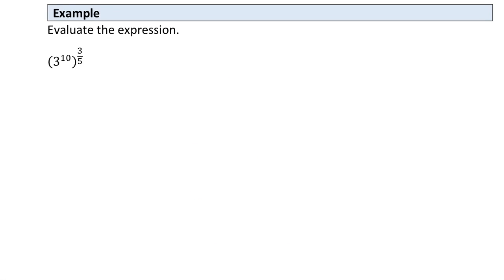In this example, we will be evaluating 3 to the power of 10, all raised to the power of 3 over 5. Let's start by multiplying the exponents 10 and 3 over 5. Then we will have 3 to the power of 10 multiplied by 3 over 5. Let's divide both 10 and 5 by 5. 10 divided by 5 is 2. 5 divided by 5 is 1. This will give us 3 to the power of 6, because 2 times 3 makes 6. And 3 to the power of 6 will be 729.